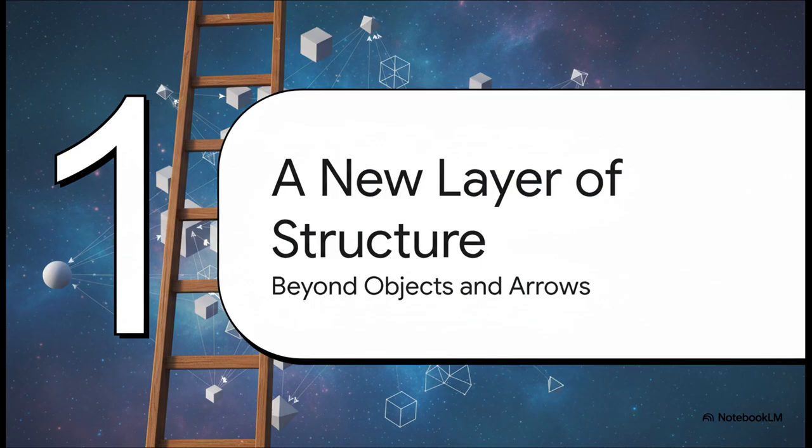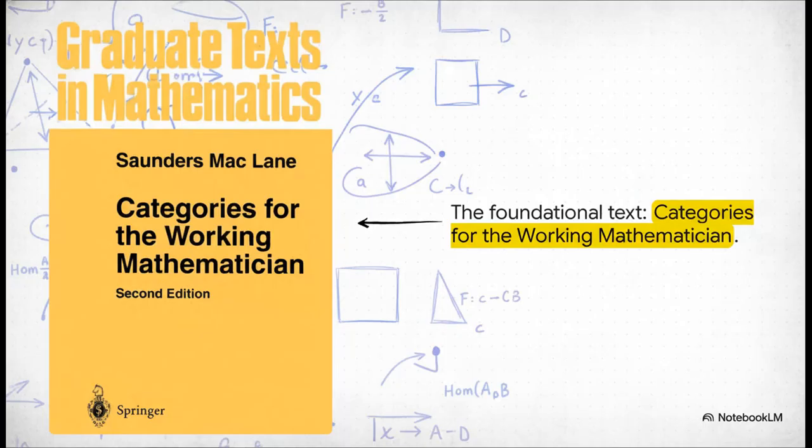So to answer that question, we literally need to build a new layer of structure. I want you to think of it like we're climbing a ladder of abstraction. With every single rung we climb, we get a richer, more detailed way to describe the world. We're moving beyond that flat picture of just dots and arrows. And for this whole journey, this is our map: Mac Lane's Categories for the Working Mathematician. It's the book that gives us the solid, foundational language we need to turn these kinds of intuitive ideas about structure into real, rigorous mathematics.